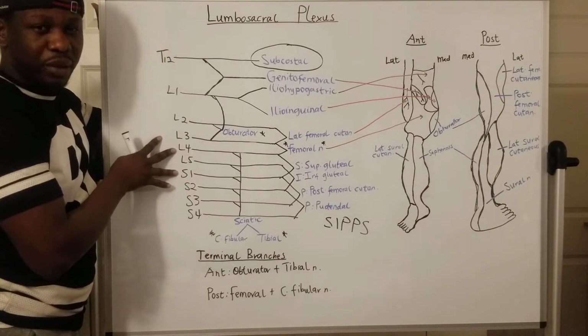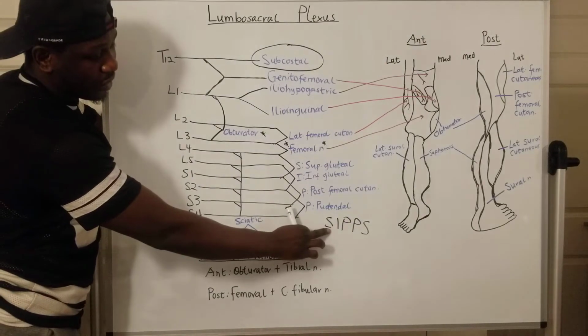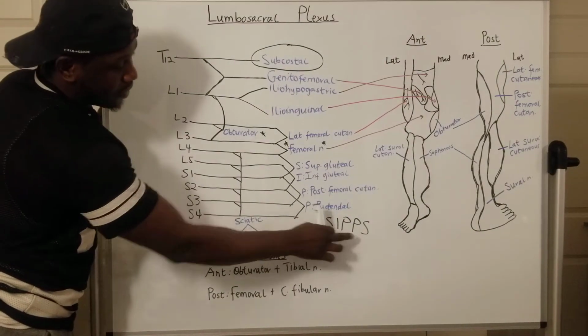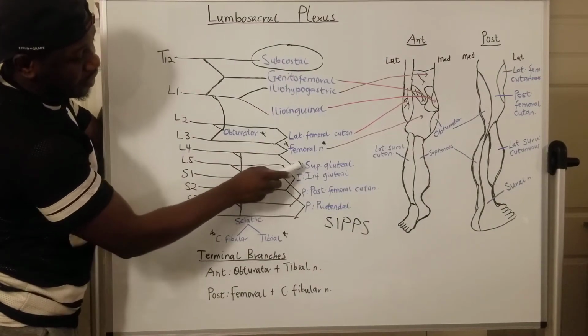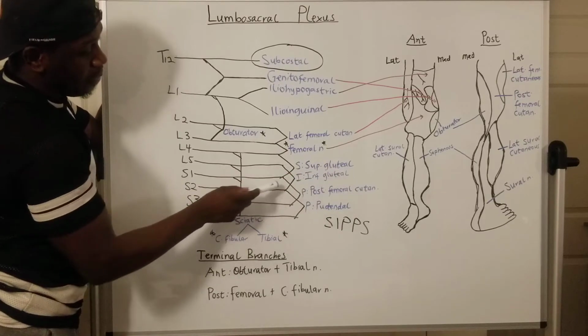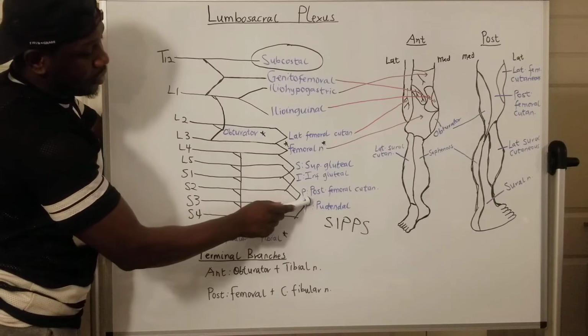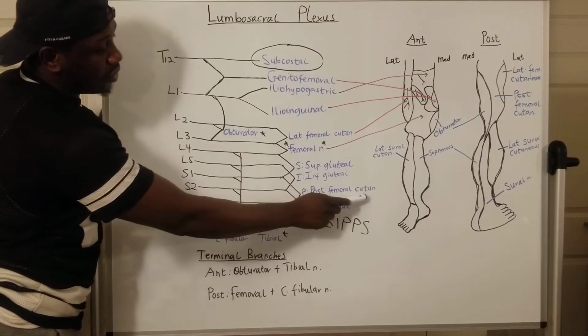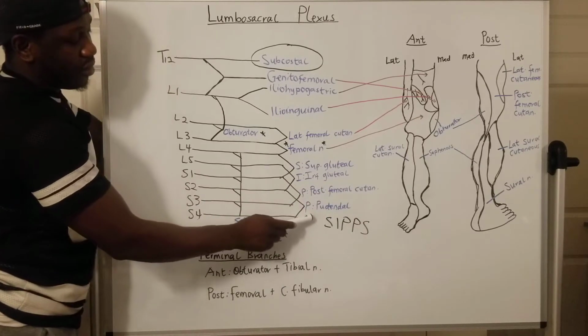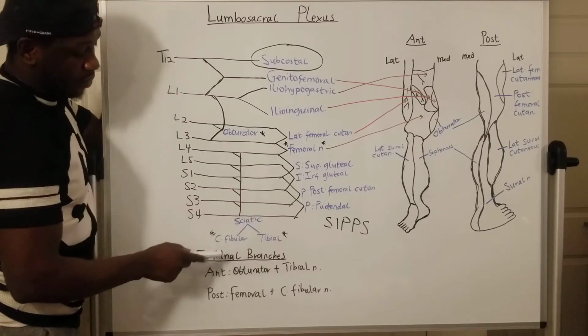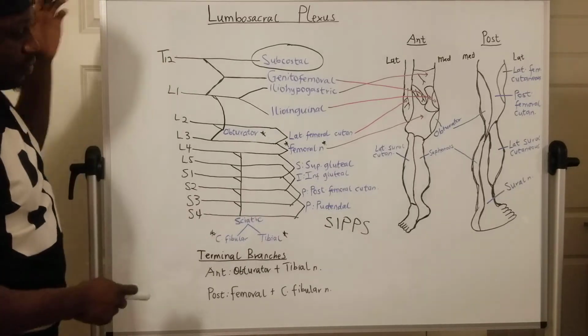How can you remember this? We have a mnemonic called SIPPS. The first S is for superior gluteal nerve, the I is for inferior gluteal, P is for posterior femoral cutaneous nerve, and this P is for pudendal nerve. And then we have the sciatic nerve.